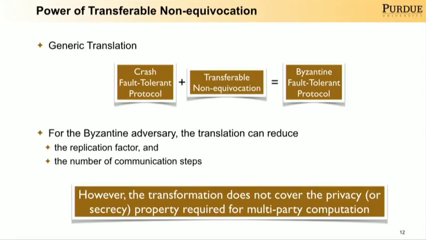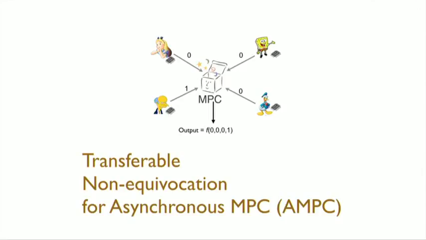All right. So we saw examples where indeed we get a general transformation, but this does not work for the cryptographic protocols that we may be interested in. In the next work, we try to develop a system where we also want the privacy properties or secrecy properties, along with the standard safety and liveness properties from distributed computing protocols. In general, the concept that we develop is called transferable non-equivocation for asynchronous multiparty computation.